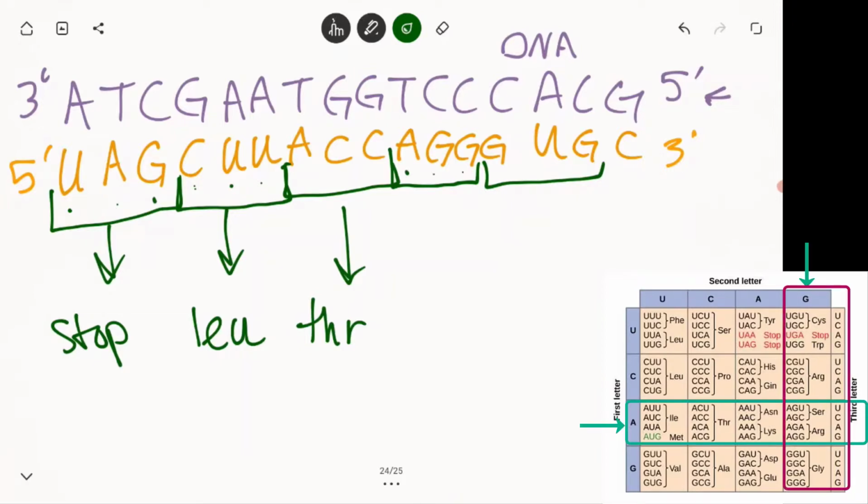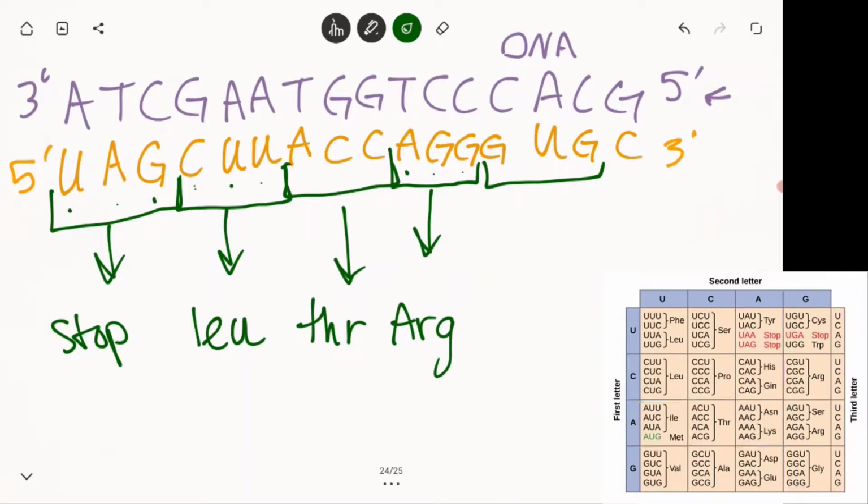AGG, go along the row of A, we hit G, gives us the amino acid arginine. Pirate's amino acid, arginine. And GUG, G to U to G, gives us the amino acid valine.